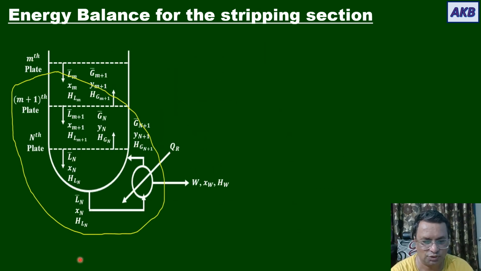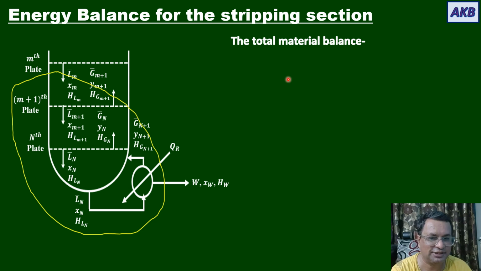So once again I have shown the stripping section. Now let us write the total material balance at steady state. Now you can easily write. So input is equal to output. There is one input stream and there are two output streams. Accordingly, the total material balance will be written as L bar m is equal to W plus G bar m plus 1, and I am calling this equation number 30.